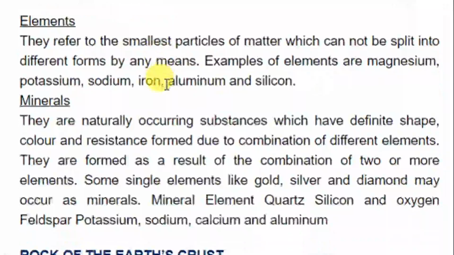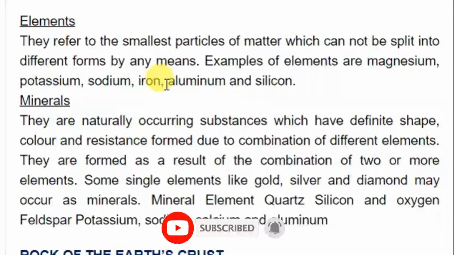Elements refer to the smallest particles of matter which cannot be split. As we know from the Form 2 chemistry definition, elements refer to the smallest particles of matter which cannot be broken down into any smaller particles by any means. Examples of elements are magnesium, potassium, sodium, iron, aluminium, silicon, and many other elements which are present in the earth's crust.